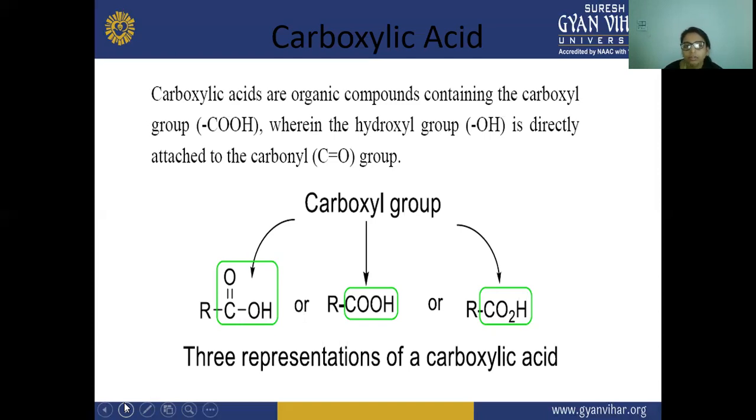So here the carboxylic acids are organic compounds that contain the carboxyl group, wherein the hydroxyl group is directly attached to the carbonyl CO group, and the carboxylic group can be represented by these structures, that is RCOOH or RCO2H. These are the three representations of the carboxylic acid.